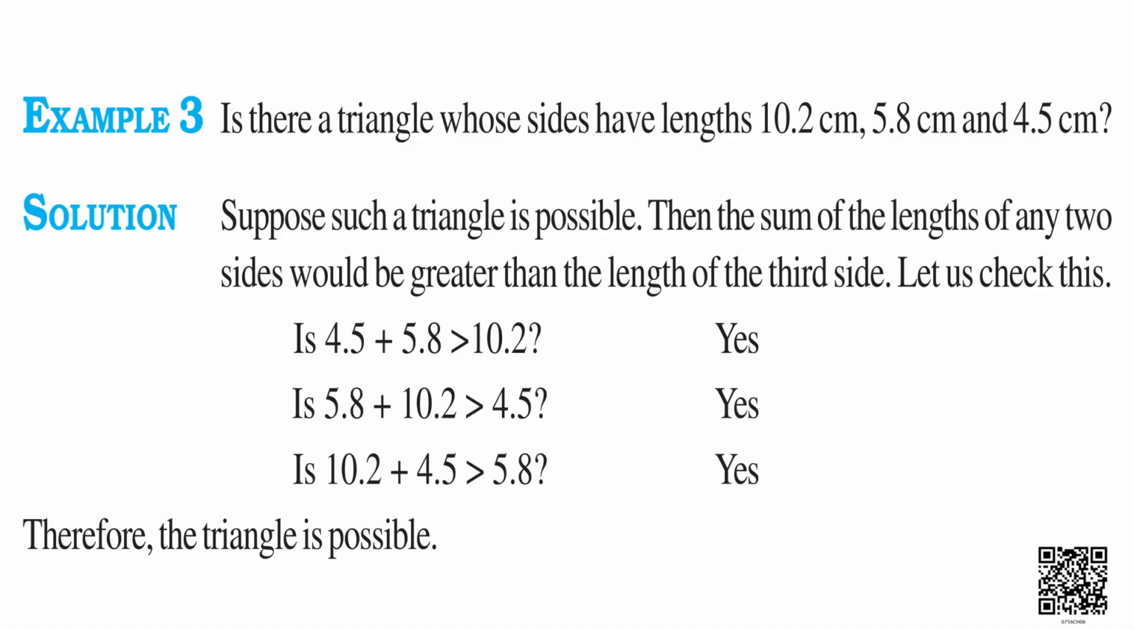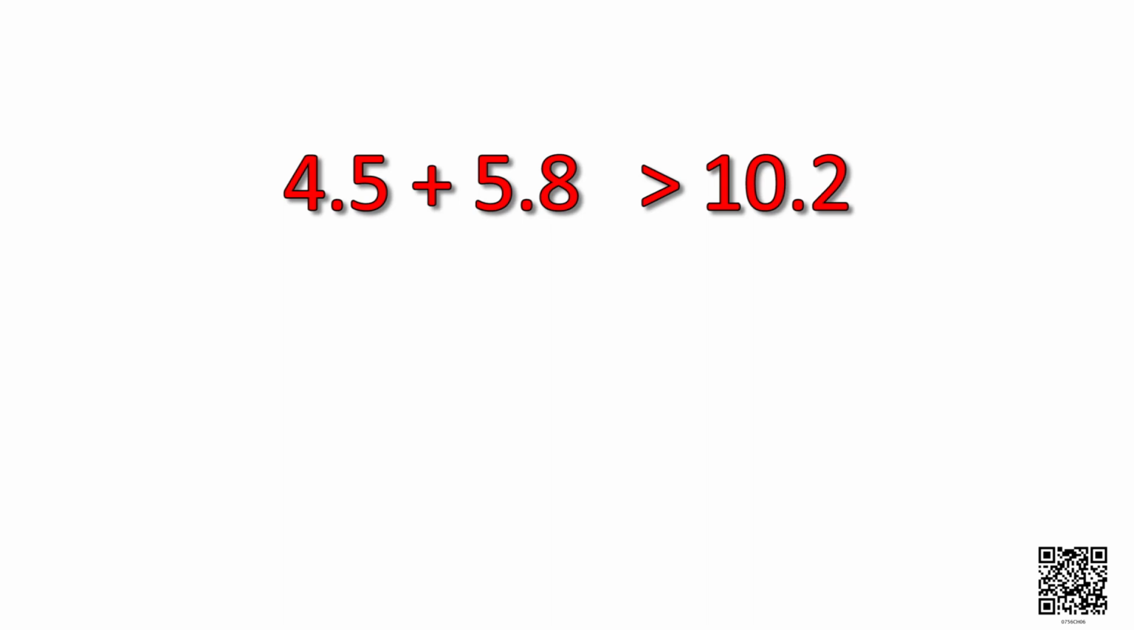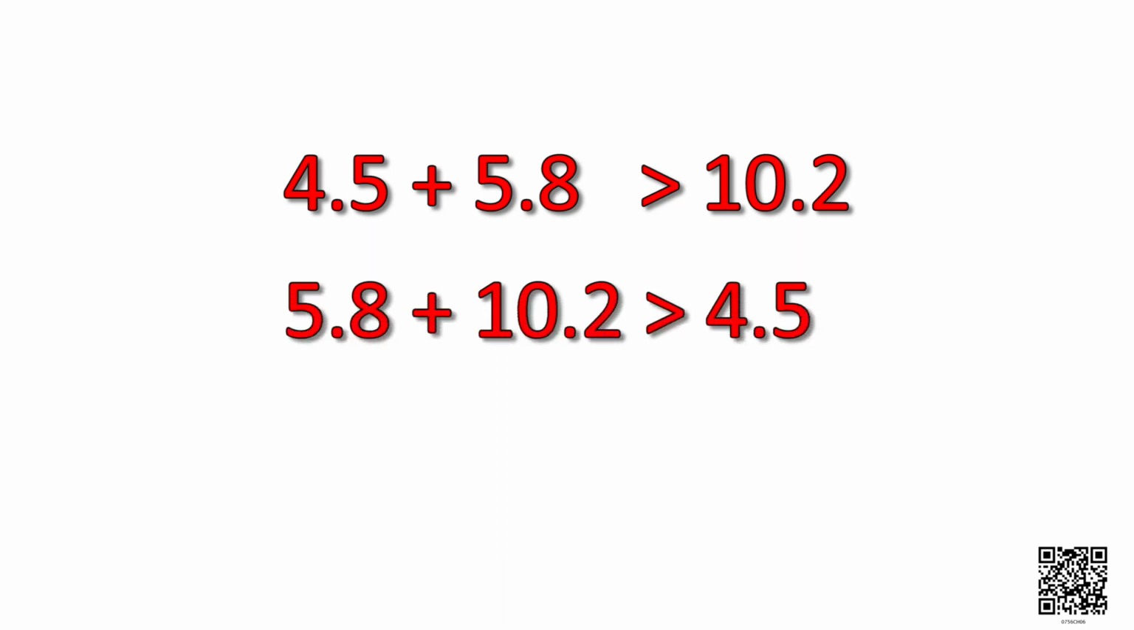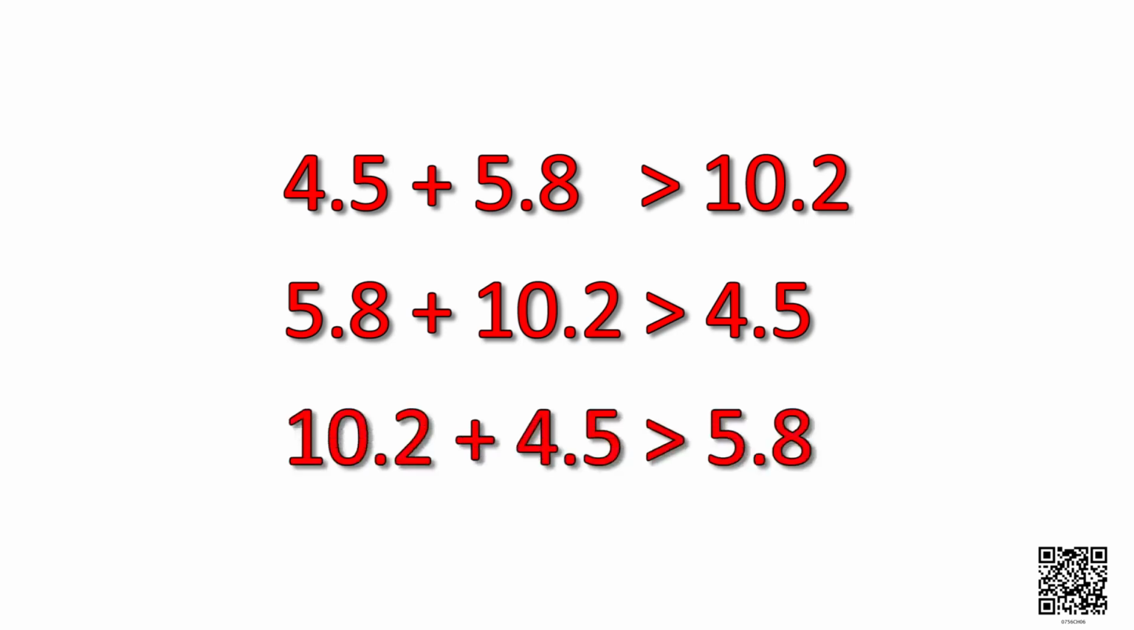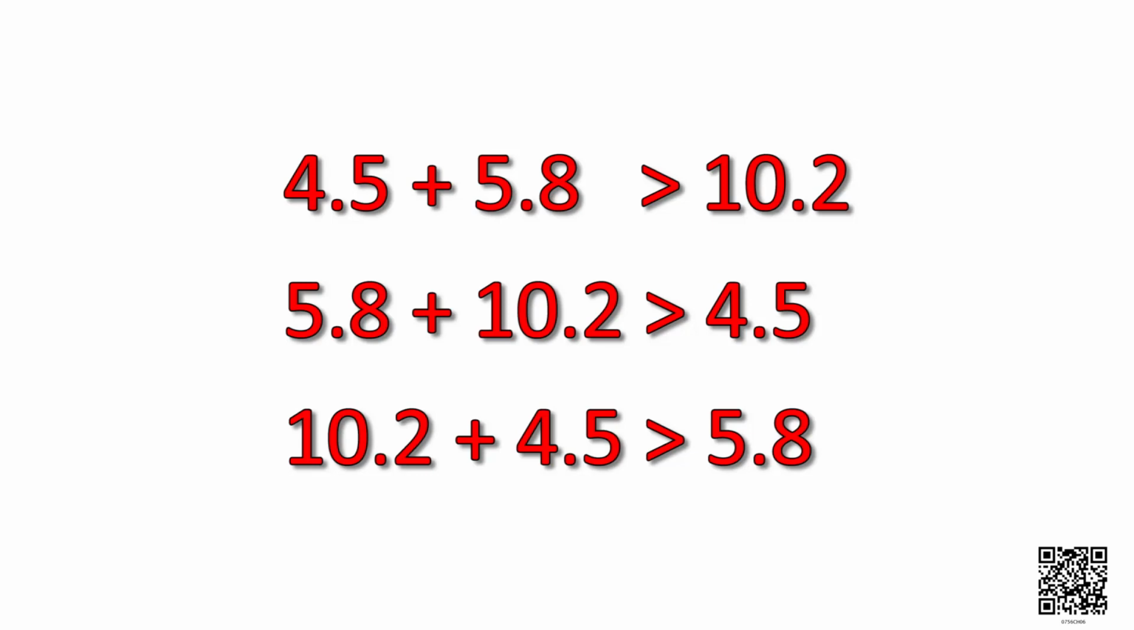In this, we will take a triangle whose sides have lengths say 10.2 cm, 5.8 cm and 4.5 cm. And we will suppose that such a triangle is possible. Then, the sum of the lengths of any two sides would be greater than the length of the third side. Let us check this out. Now, is 4.5 plus 5.8 greater than 10.2? Yes, it is. Similarly, is 5.8 plus 10.2 greater than 4.5? Yes, it is. Similarly, is 10.2 plus 4.5 greater than 5.8? Yes. Therefore, the triangle is possible. Hence, we can say that our assumption was right.